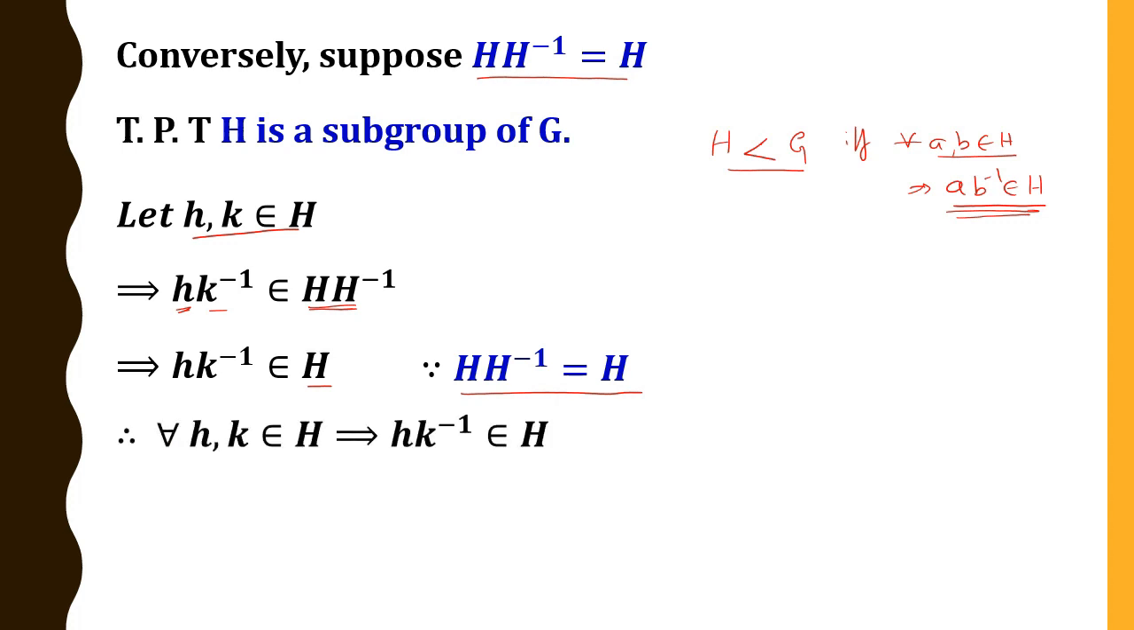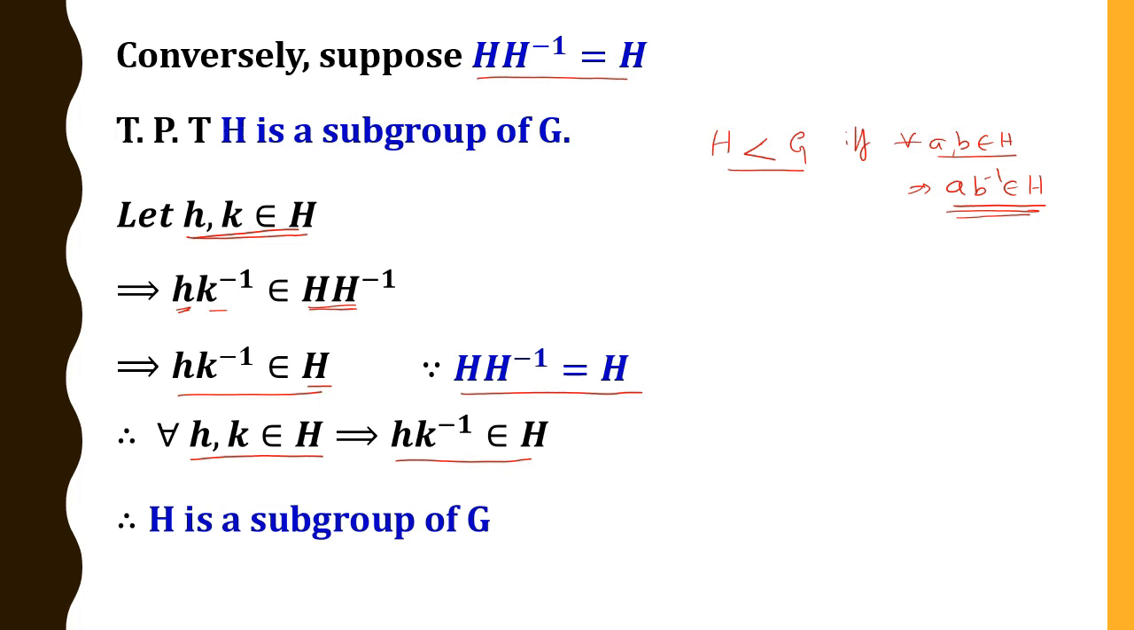Therefore we had taken H and K belongs to H, and we have proved that HK inverse belongs to H. Therefore it is true for all. Therefore for all H and K belongs to H, that implies HK inverse belongs to H. Therefore according to criteria, H is a subgroup of G.